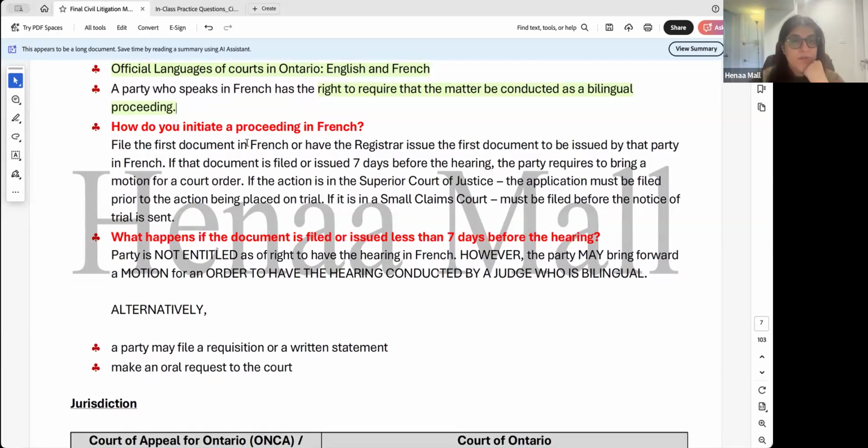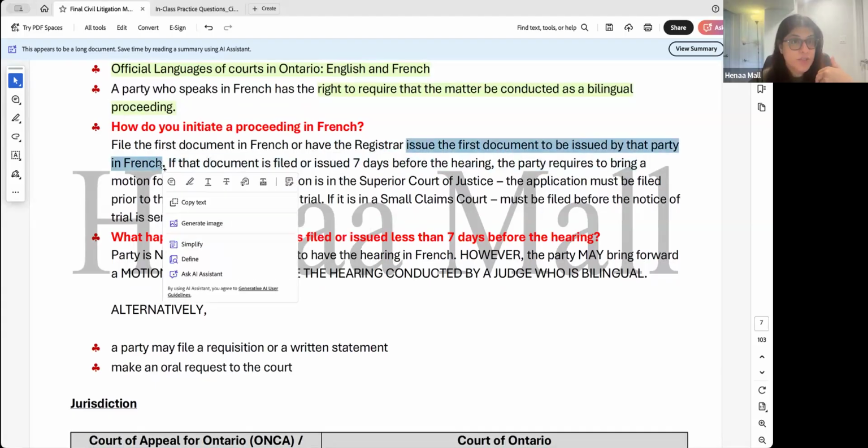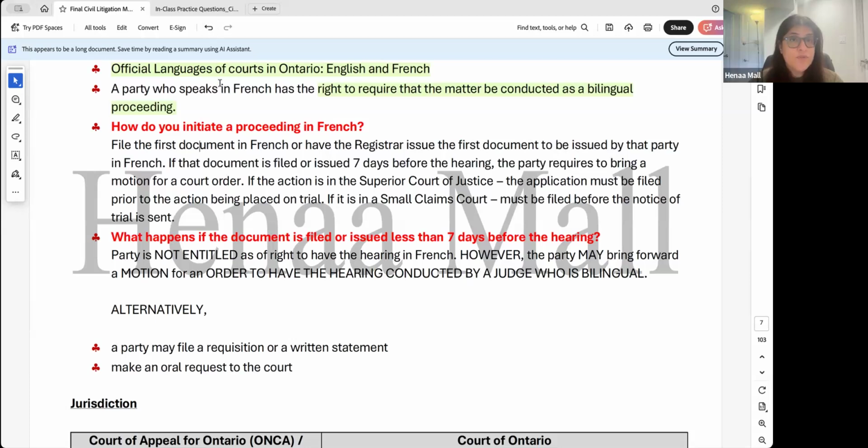So you have to file the very first document in French, or have the registrar issue the first document in French. So the very first document, whether it's your statement of claim, whether it is your notice of action, notice of application, that needs to be filed in French, or tell the registrar that the first document needs to be issued in French. For those of you who are not familiar with what is issuing, issuing is a process where the registrar signs the document, seals the document, and assigns it a court file number, right? Before that, your claim has not, so to speak, taken birth. So once your documents are issued, we say a claim is born. Like in the eyes of court, you now have a claim. That is known as the issuing process.